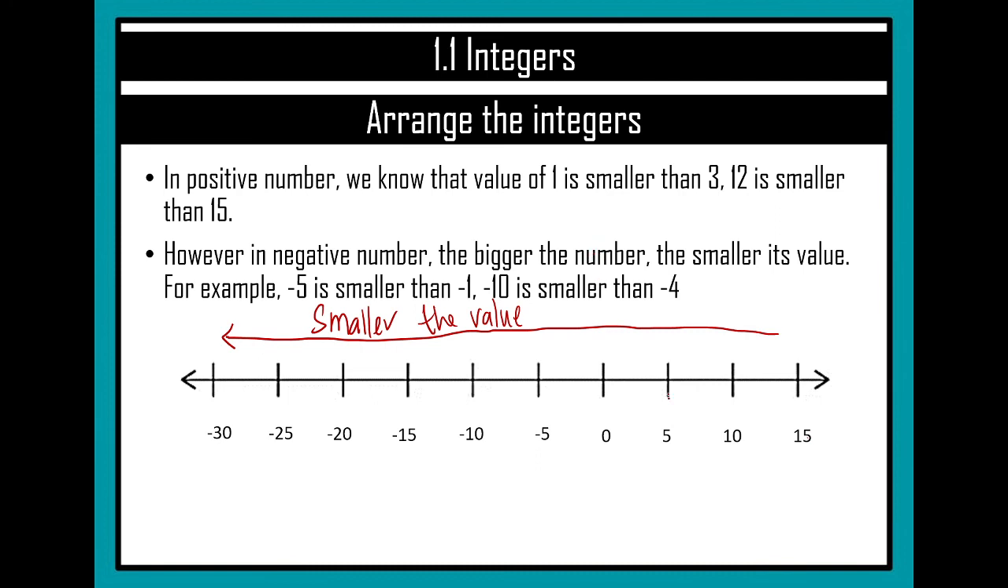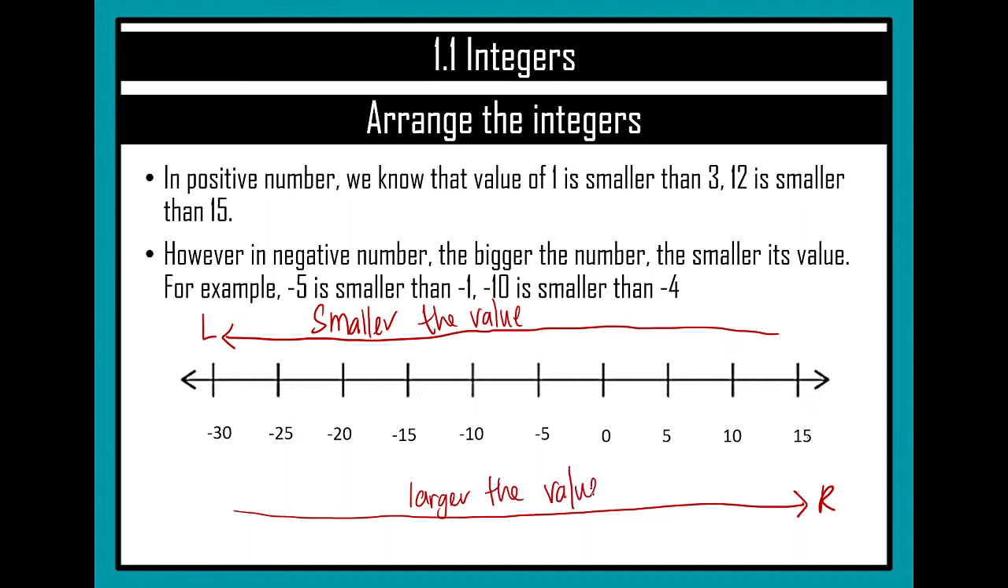And if you look at the positive numbers, 5, 10, 15, it's getting bigger when it goes towards the right side. So when it goes towards the right, the value becomes larger or bigger, whatever you want to call it.